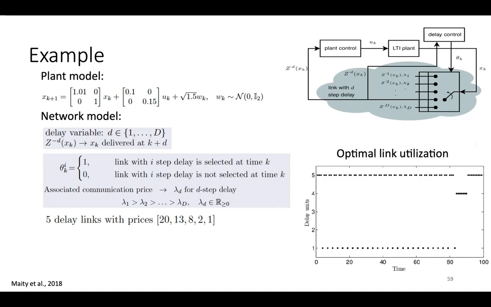So in this case, we regulate the second order system. I have a network which now has 5 different links. I have the fast link, so to say, which costs me 20, while the slow link, the delay link, costs me 1. When we solve this problem, you see here to the right the optimal link utilization that we get.